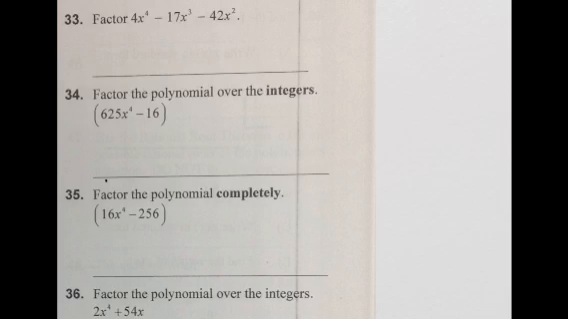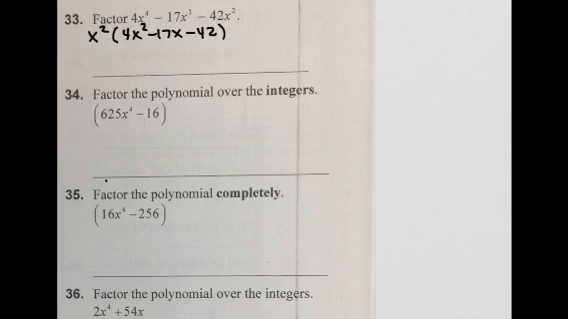So whenever you factor, you always look for greatest common factors. And so on 33, the greatest common factor is x squared. So you factor that out. And you're left with 4x squared minus 17x minus 42.